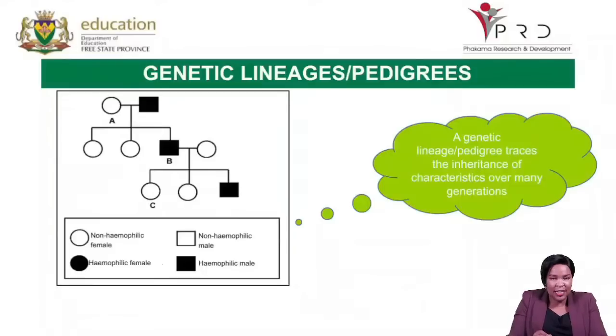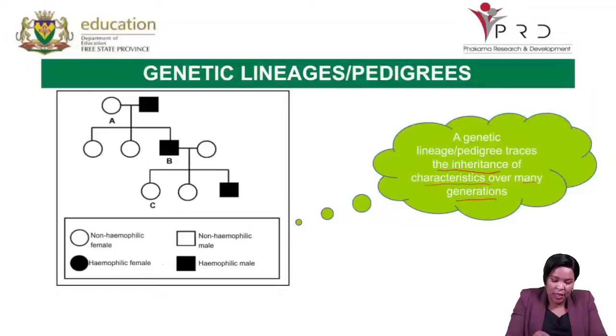And then genetic crosses, genetic pedigrees or genetic lineages. This is a genetic lineage. Remember, pedigree diagram, you are going to be asked, what type of diagram is this? This is a pedigree diagram or a genetic lineage diagram or a genetic pedigree. Now, a genetic pedigree traces the inheritance of characteristics over many generations. So here, the trick is for you to know how to solve it.